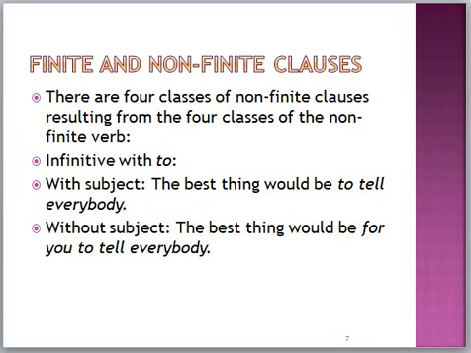The infinitive with to, which has 2 types, with a subject and without a subject. Now, with a subject, for example, we can say: the best thing would be to tell everybody. The best thing here is the main clause, which has a verb, and the verb has a tense, which means the verb is finite. The second one, to tell everybody, and here is the issue.